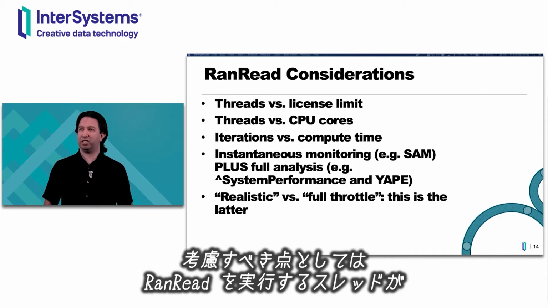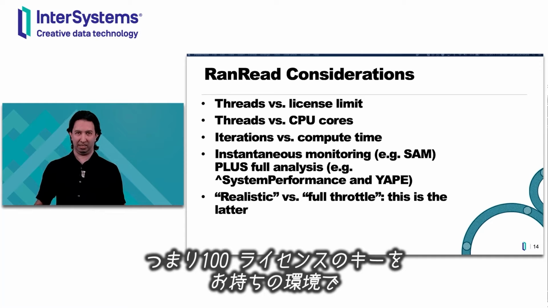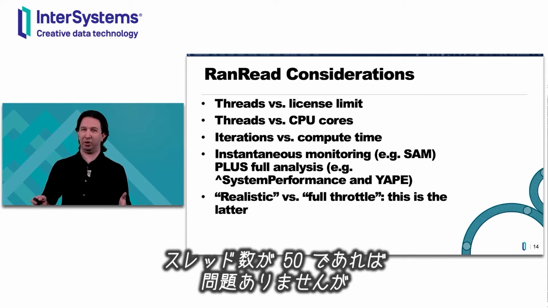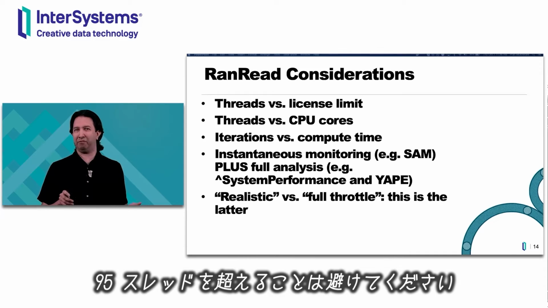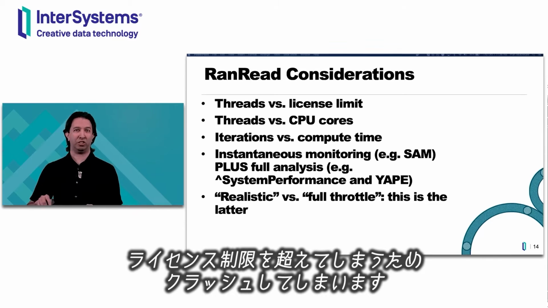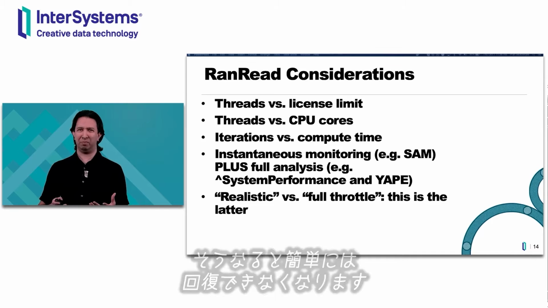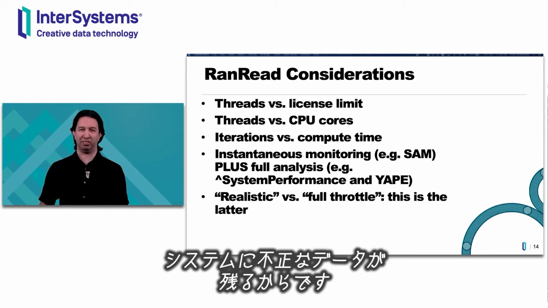Some considerations include the threads that you run RANRead for each take up a license. So if your key involves 100 licenses and you have 50 threads, you're fine. But you don't want to go over maybe 95 in that case, because if you use up your license limit, it'll crash, it'll hang, and you won't really be able to recover easily. There's a bunch of cruft left over in the system.